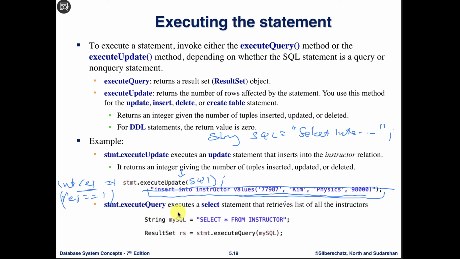Statement dot execute query. Now I'm going to execute a query. Execute query means select. Select means I need to find a way to collect or receive the result after I execute this command. So here, for example, my SQL is like select star from instructor. Then I'm going to say statement dot execute query. When this is executed, expect the result to always be of the data type ResultSet. So create an object of this class, ResultSet.